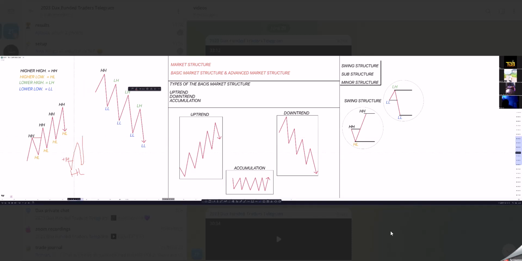That means you don't want to buy from this zone here because there's nothing here. You want to patiently wait for price to get into this higher low, then you can buy from there. I hope you're getting me. Let me come again.